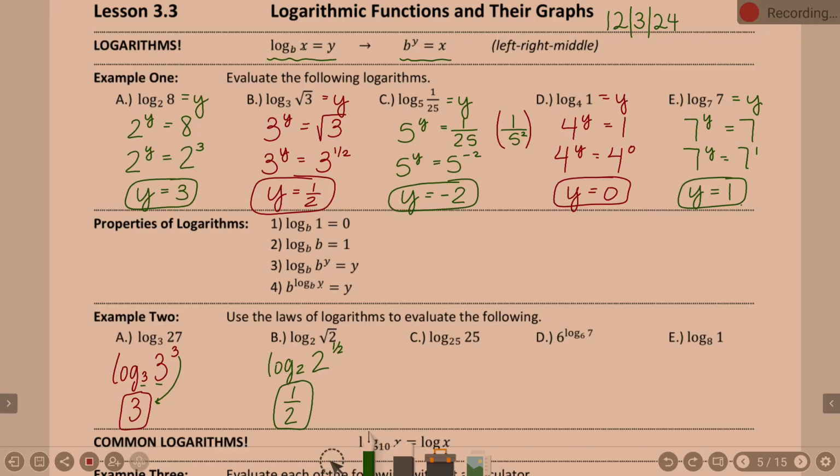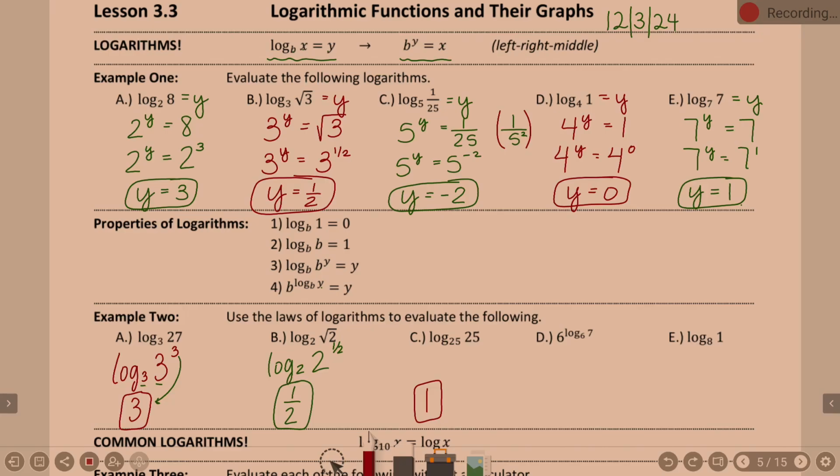Okay, C. Log base 25 of 25. What'd you say? 1. Now, what's our reasoning? Which reasoning do we want to use? The second one. Okay.